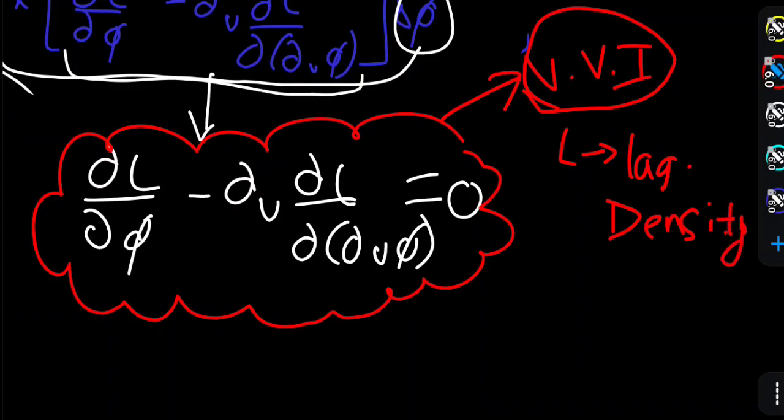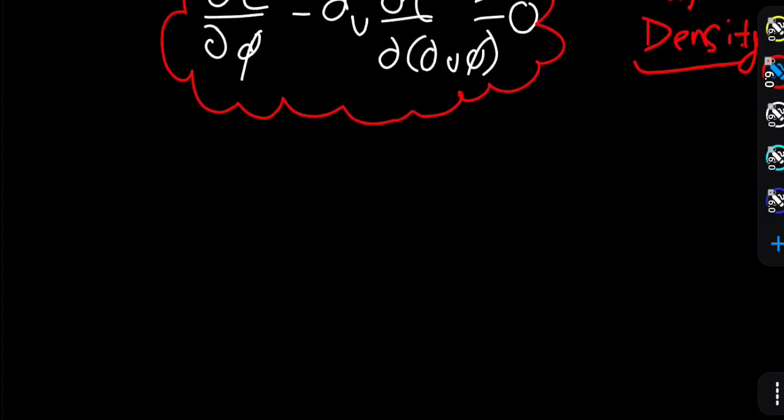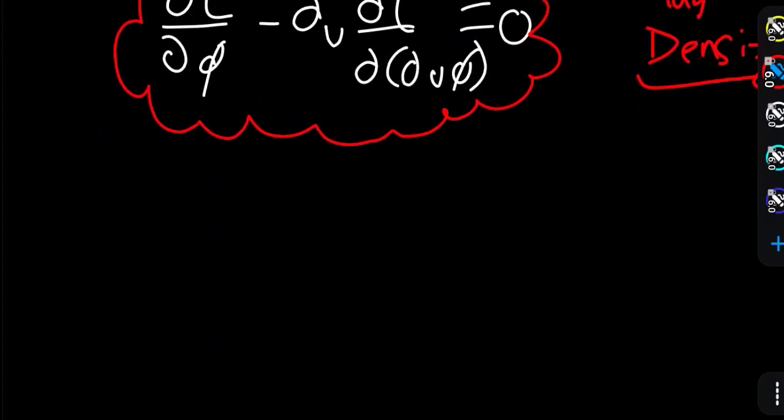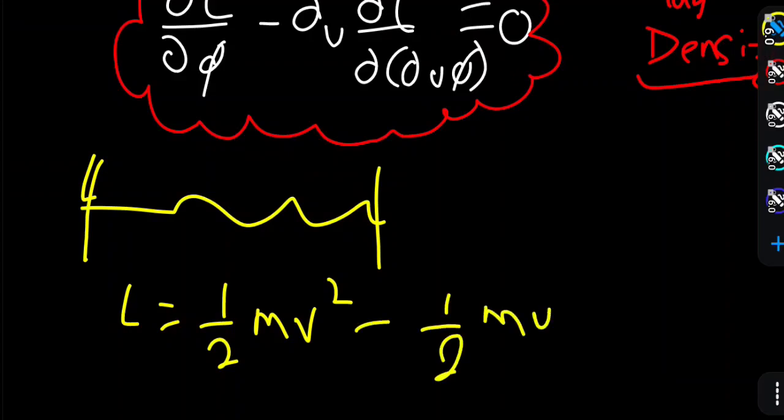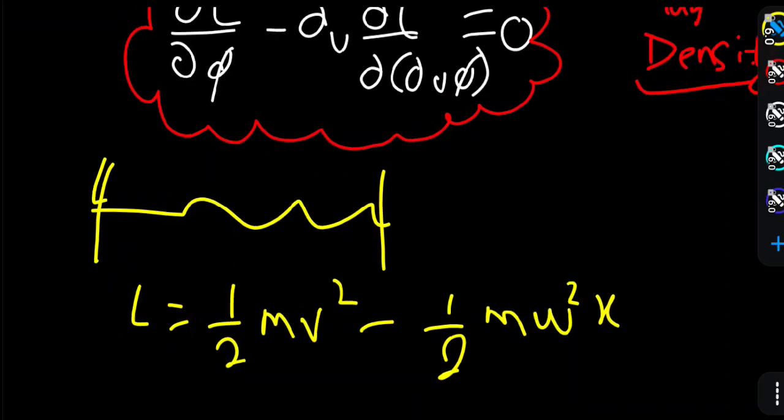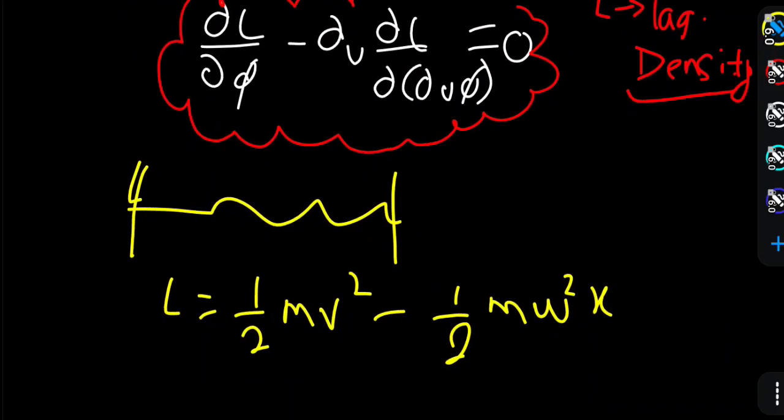Lagrangian density, not the normal Lagrangian that we used in classical mechanics. Okay, now we are going to derive the Lagrangian. How? By analogy with the string. If you have a standing wave here, we are going to write down the Lagrangian of it as 1/2 m v square minus 1/2 m omega square x. So this is how we define it.